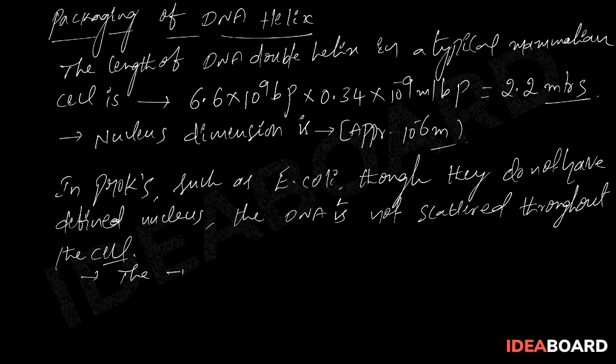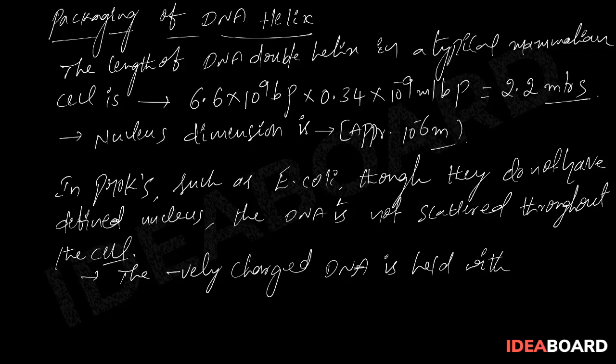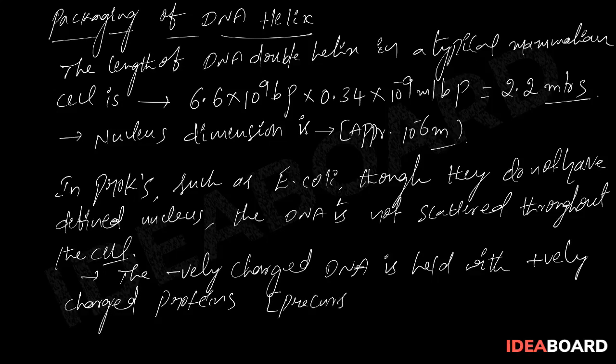The negatively charged DNA is held with positively charged proteins. These proteins are actually not histone proteins but precursors of histone proteins. During the course of evolution, these proteins were converted into histone proteins. So we can call them precursors of histone proteins.